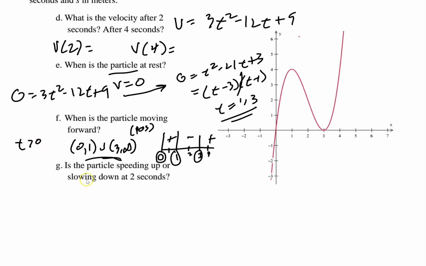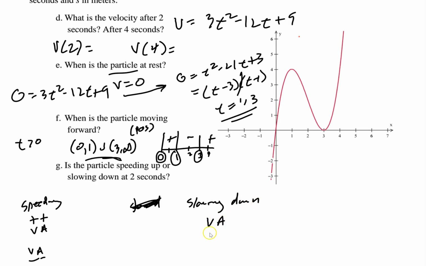Is the particle speeding up or slowing down at 2 seconds? So this one's a little tricky. Remember, speeding up is when both are the same sign: velocity and acceleration are both positive, or velocity and acceleration are both negative. That's speeding up. They're working together. Slowing down is when they're working against each other, so plus and minus. If they're working against each other, slowing down; working with each other, speeding up.